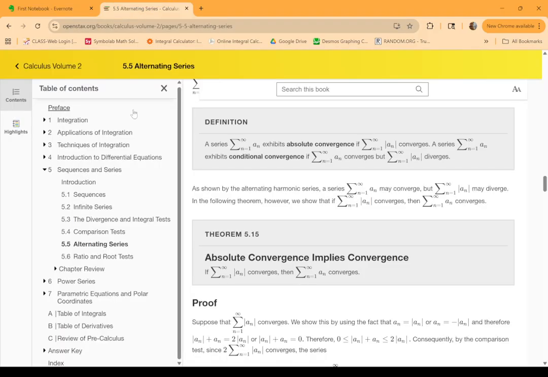Okay, so in this video, we're going to touch on a topic called absolute convergence and how that can help us to solve certain series. So what is absolute convergence and what does it imply about series? Now, the definition. The series a sub n exhibits absolute convergence if the absolute value of a sub n converges. A series a sub n exhibits conditional convergence if a sub n converges, but the absolute value of a sub n diverges.